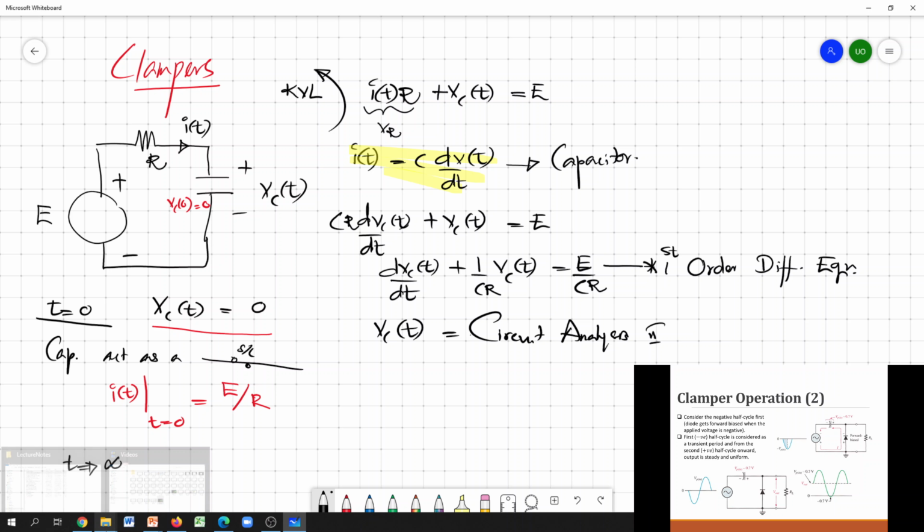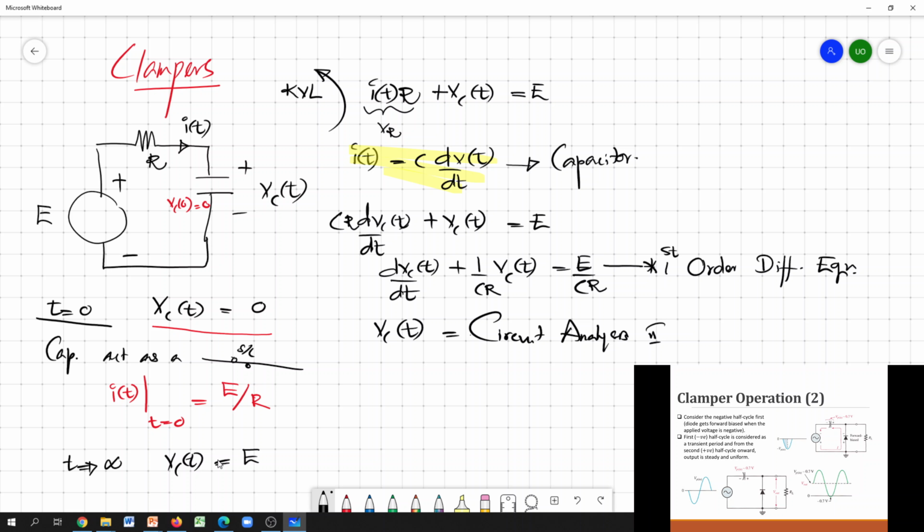So likewise, once t goes to infinity, this capacitor basically charges up to VC(t) equals E. So E is the maximum voltage that appears across this capacitor. Okay, but at that time what happens?